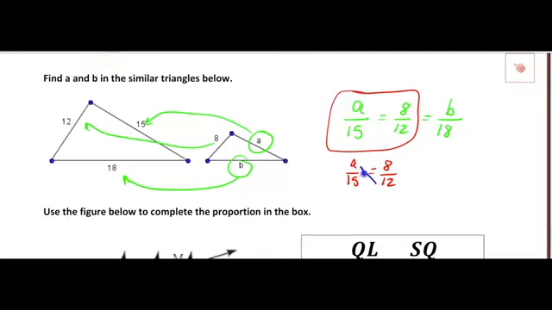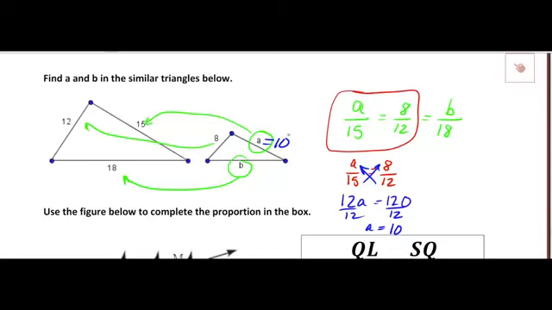I'm going to solve that by cross multiplying because it creates a proportion. So 12 times A is 12A. 15 times 8 is going to be 120, is that right? Yeah, okay. So if 12A is equal to 120, I can divide by 12 to get the value of A, and 120 divided by 12 would be 10. So side A is equal to 10.